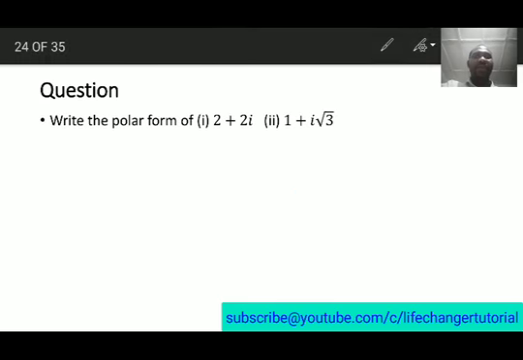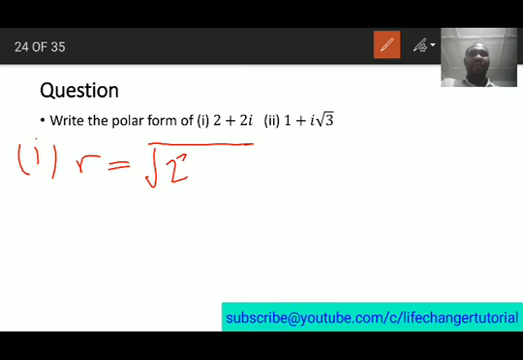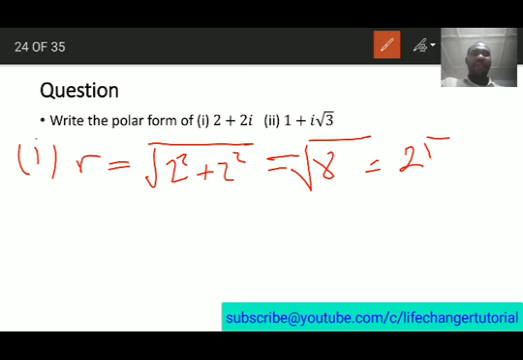So we see an example here. We're asked to write the polar form of this particular complex number. We start by finding r. For the first one, r is equal to the square root of 2 squared plus 2 squared, because both the real part is 2 and the imaginary part is 2. That is going to give us the square root of 8, so root 8, or if we like, we say 2 root 2.